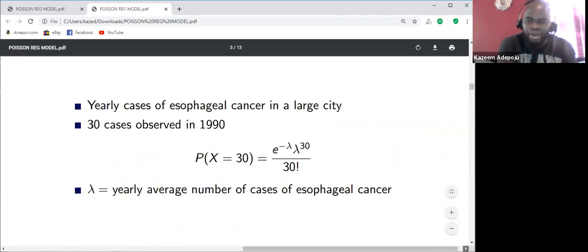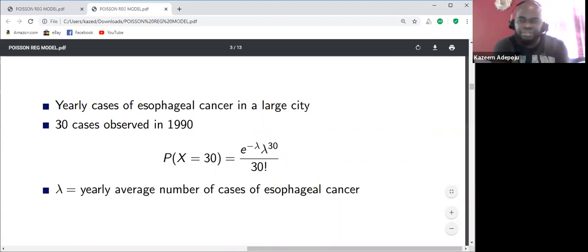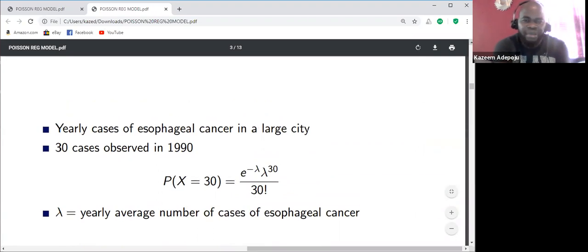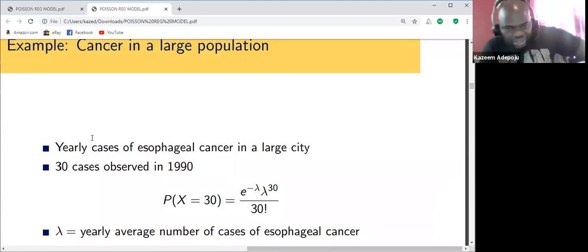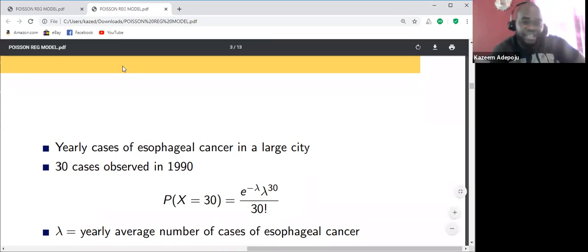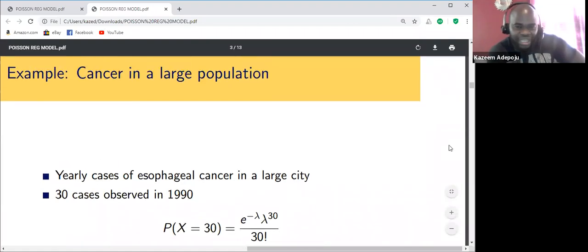If you take a look at this example right now, we want to talk about the yearly cases of esophageal cancer. We actually want to have an example on a cancer in a large population.